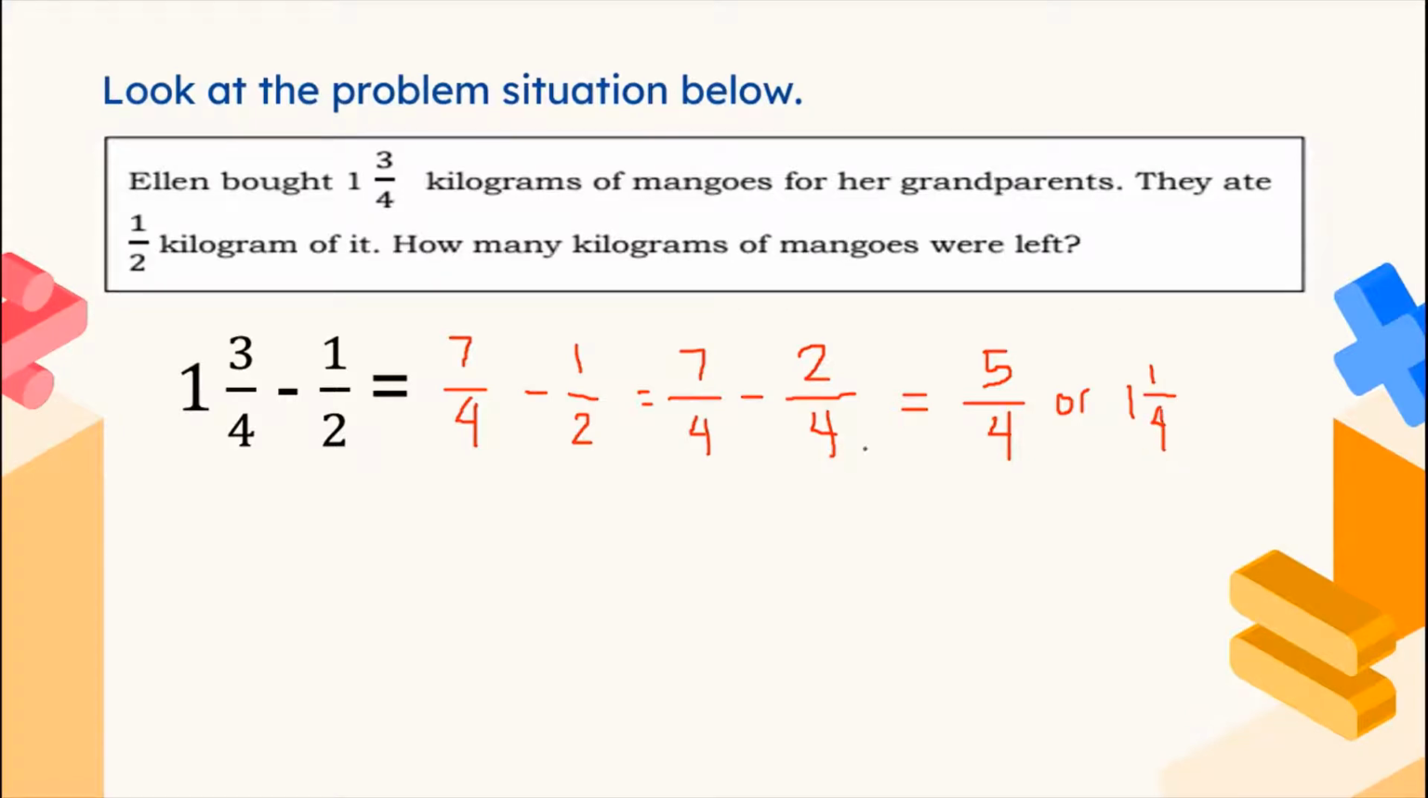So how many kilograms of mangoes were left? The answer is 1 1/4 kilograms.